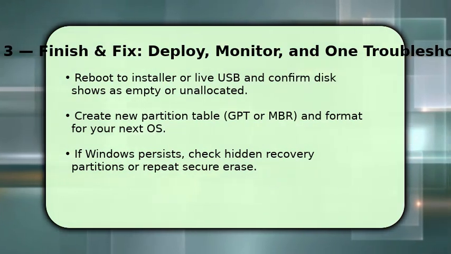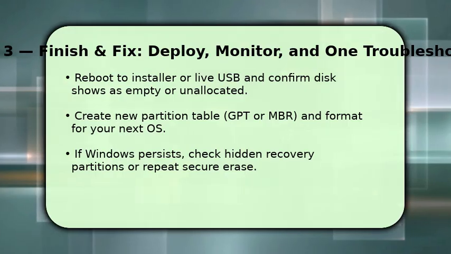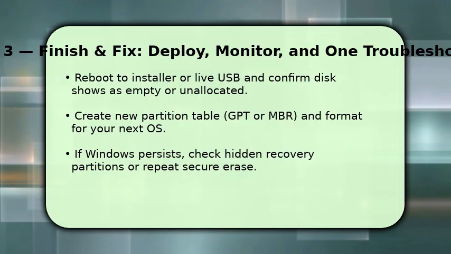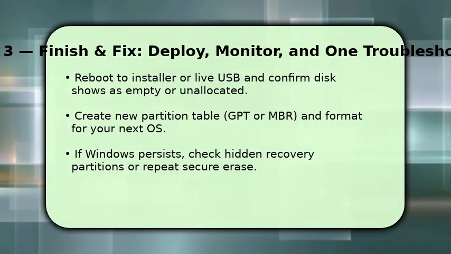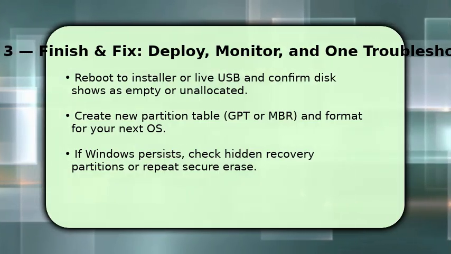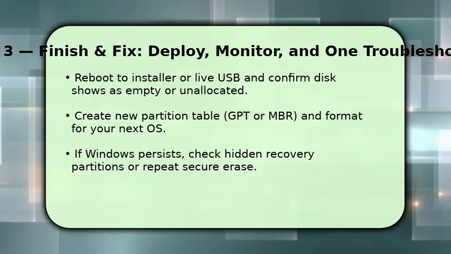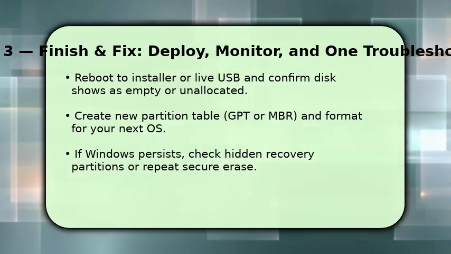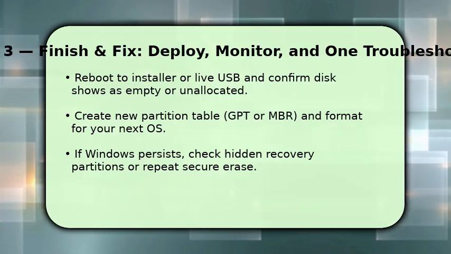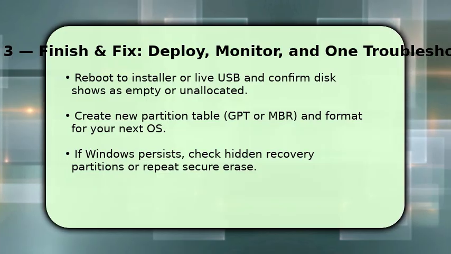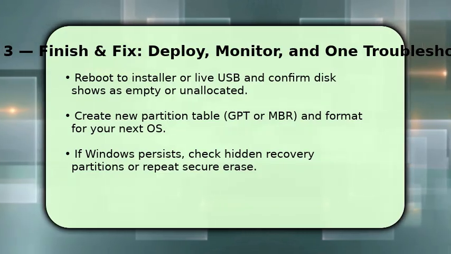Reboot into the installer or a live Linux USB and confirm the disk is unallocated. If so, create a new GPT or MBR table, depending on your platform, and format partitions for the next OS. Make sure to reinstall a bootloader if installing another system. If Windows files still appear, make sure hidden recovery or OEM partitions weren't missed, and repeat a secure erase using manufacturer tools before retrying.